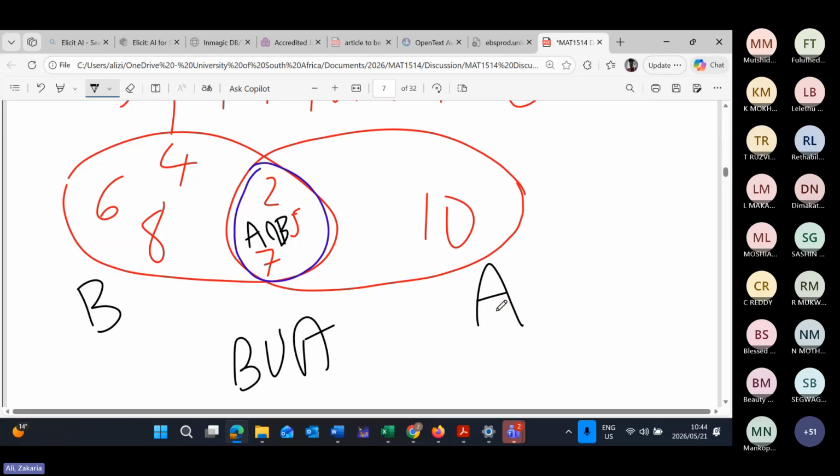Again, B union A or A union B is the same thing. So it's everything in red, including the 2, 5, and 7.